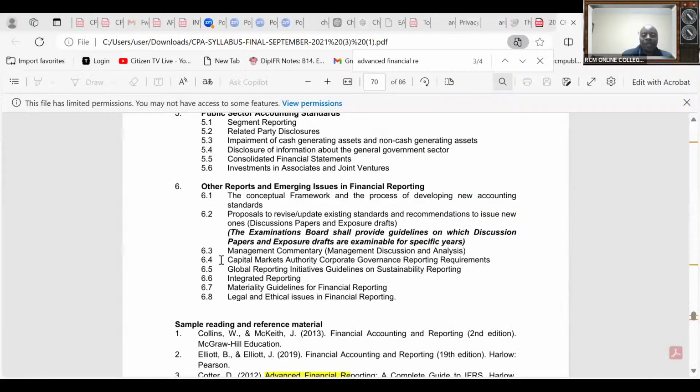Then when you look around, still on this course outline, we have Global Reporting Initiative guidelines on sustainability reporting. Remember, when we talk of sustainability reporting, as you shall be seeing, we normally report on 3 Ps. We have the profit, we have the planet, we have people. If you want your company to be sustainable, enjoy longevity in future, ensure that you handle the people aspect very well.